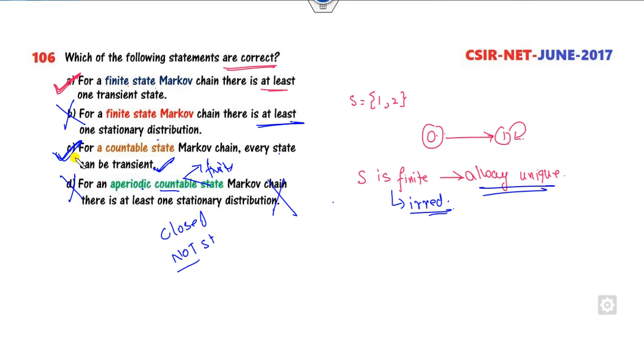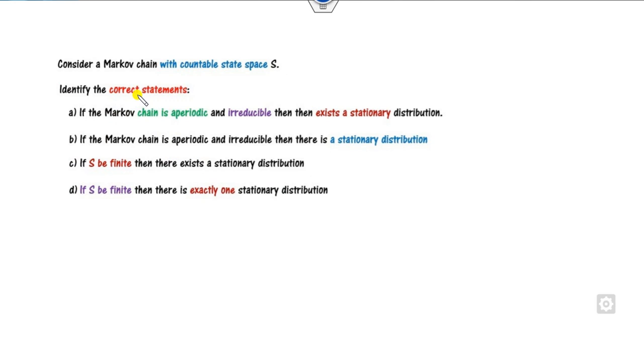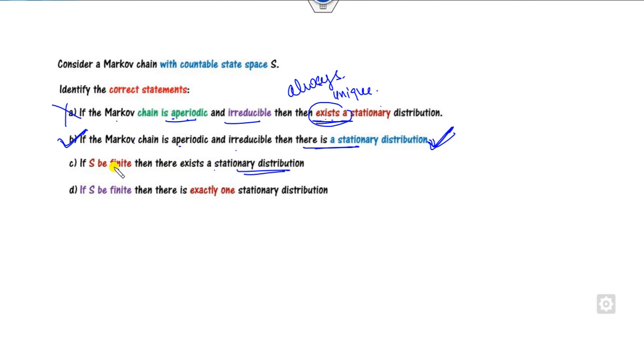Okay, which of the following statements is correct? If the Markov chain is aperiodic and irreducible, then there exists a stationary distribution, but is there always a unique distribution? Periodic, and there is a stationary distribution. That's the correct statement, there exists. It does not always exist, so that's cancelled. If S is finite, then there exists a stationary distribution. But what is the nature of S? It is either.